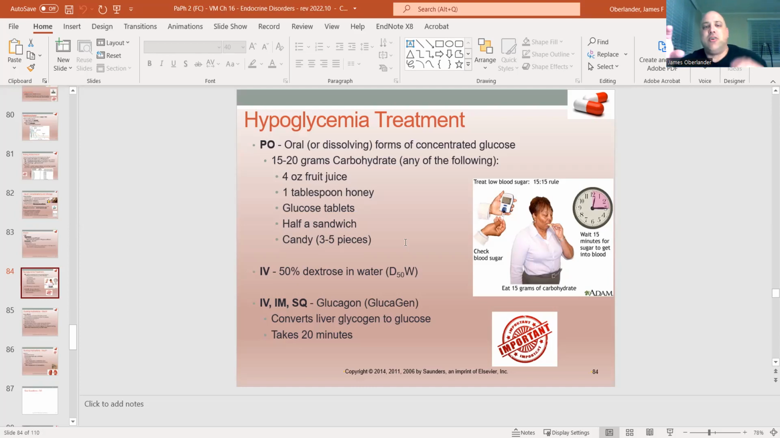All right, so 15 grams. This is important. Giving a sip of orange juice, while orange juice is a good drink-ish, some people are saying it's not so much anymore, but whatever. If you give them a sip of fruit juice, that's not enough. It's got to be 4 ounces, a half a glass. That counts as one intervention.